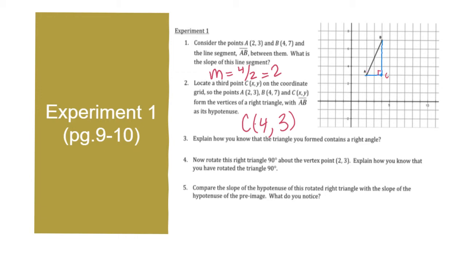So the next question: explain how you know the triangle you formed contains a right angle. What we can say is that AC has 0 slope, and BC has no slope, and these are opposite reciprocals, which means they create a 90-degree angle. Zero slope is something like 0 over 4, and no slope would be something with 0 on the bottom, like 4 over 0, which we know you can't divide by 0, which is why it's no slope.